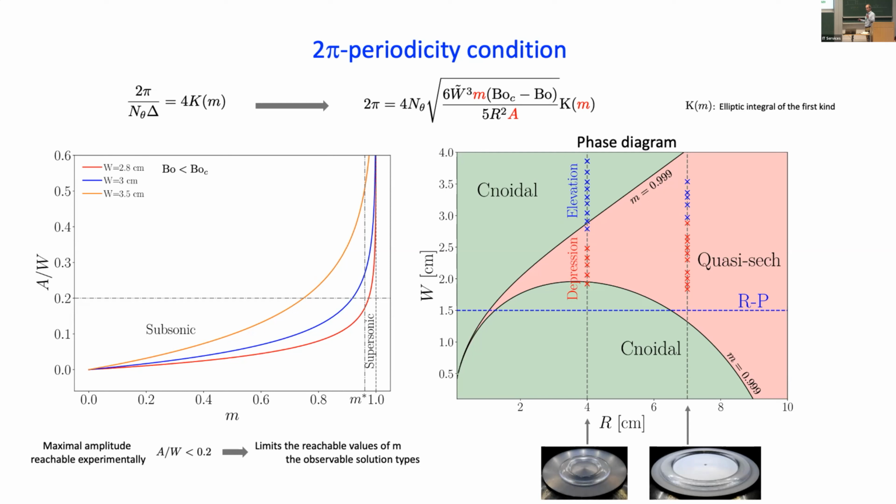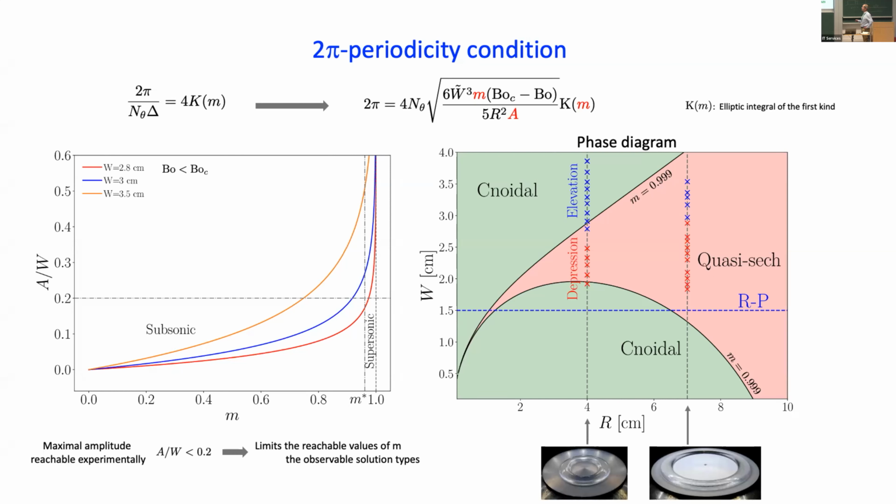Both parameters are not free; they are completely linked. And if you plot the amplitude of the soliton as a function of this elliptic parameter for 3 different torus widths, these 3 solid lines here, it separates a region between subsonic and supersonic for a critical m star value that I will show you why in the next slide.